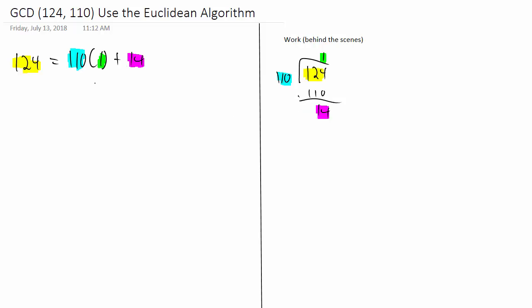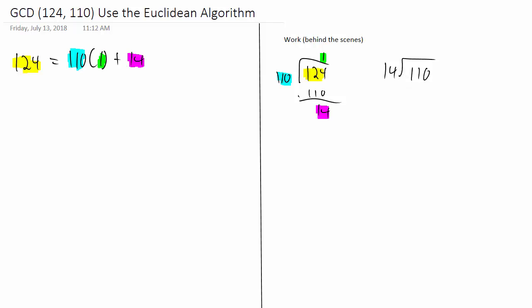All right, and then we just keep dividing. Look at the right side. Divide the bigger number, the big previous divisor, by the smaller remainder. Remainder will always be less than your divisor. So to save space, I'm going to put it right here. So I'm going to divide 110 by 14. And it takes me a while to think of that, but it ends up going 7 times.